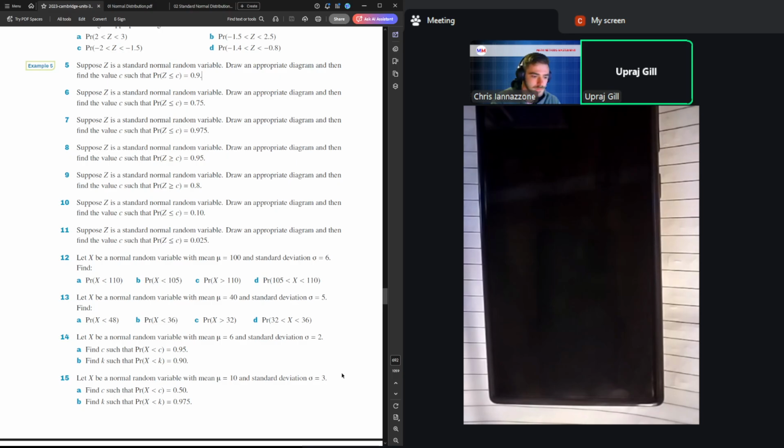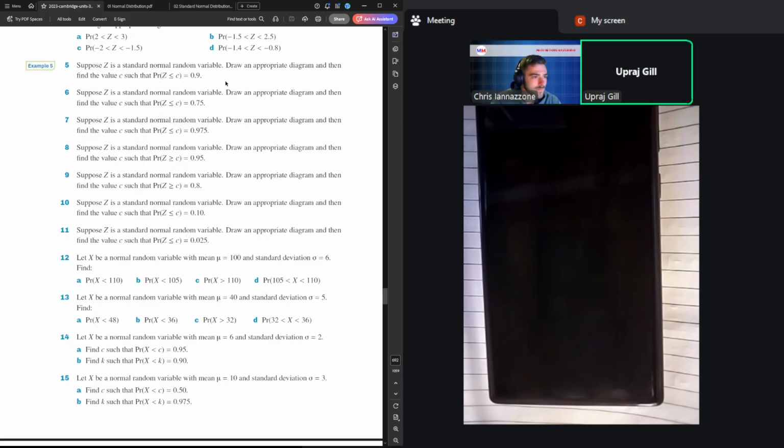Is it 1.28? 1.28. Yeah, that's it. Nice. Probably would have done the inverse normal there, putting in 0.9 as the value. Yes. That's what I did. Nice. And because it's Z, mean 0, standard deviation 1.